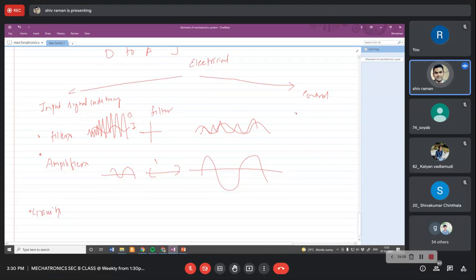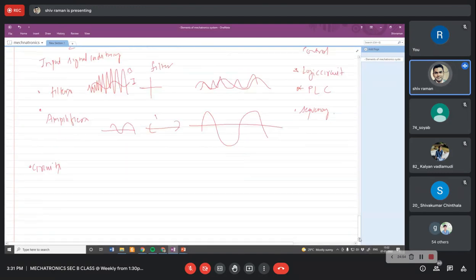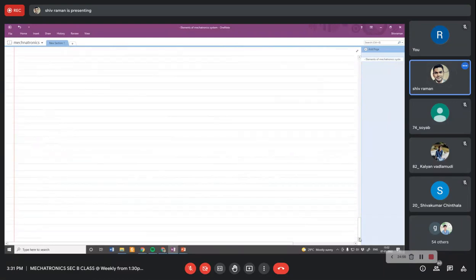A control system is basically used to minimize the error between input and output. Controlling can be achieved using logic circuits, using PLC, that is programmable logic control, and also using sequencing. How this sequencing control is achieved, we will cover in a few minutes. And the last component is your computer system.